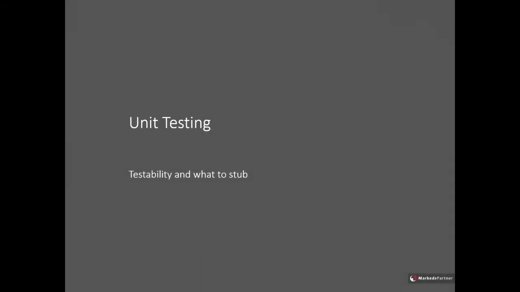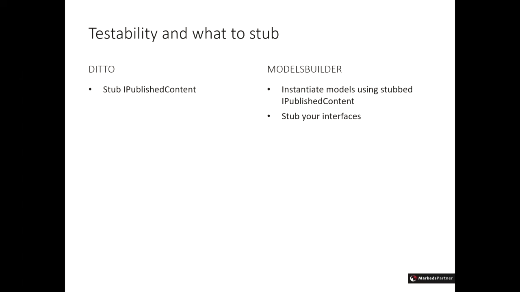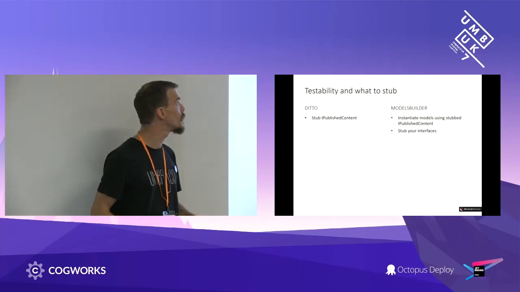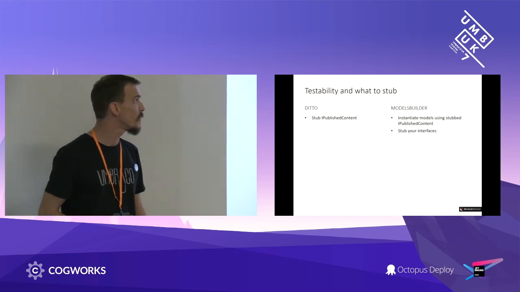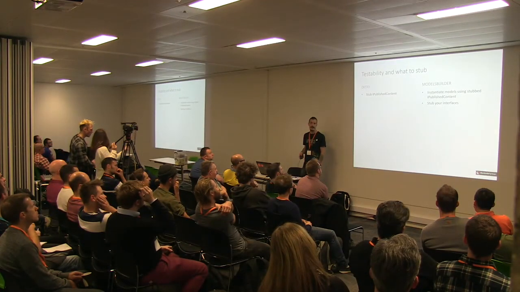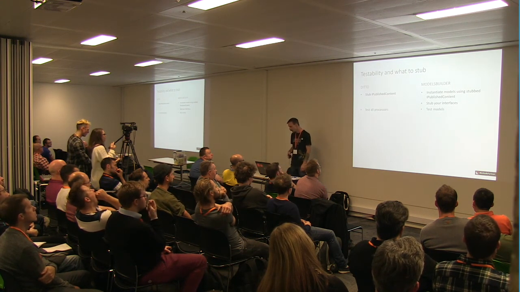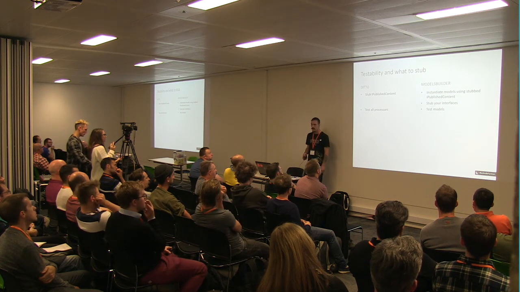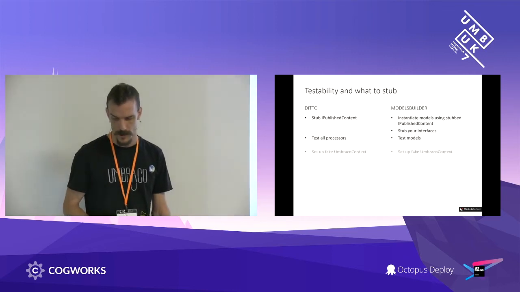Few pointers about unit testing. Of course, both of these approaches are quite testable. With Ditto, to test your processors, you probably need to stub up your IPublishedContent. So you create a few fake IPublishedContent implementations, or just use a mocking framework like Moq. While on the ModelsBuilder side, you can of course stub the interfaces you build, so you stub quite a lot less. Or you can instantiate your type models and just pass in a stubbed IPublishedContent instead. With Ditto, you should obviously test all your processors, and with ModelsBuilder, you should test your partial implementations, the logic that you put in your partials.